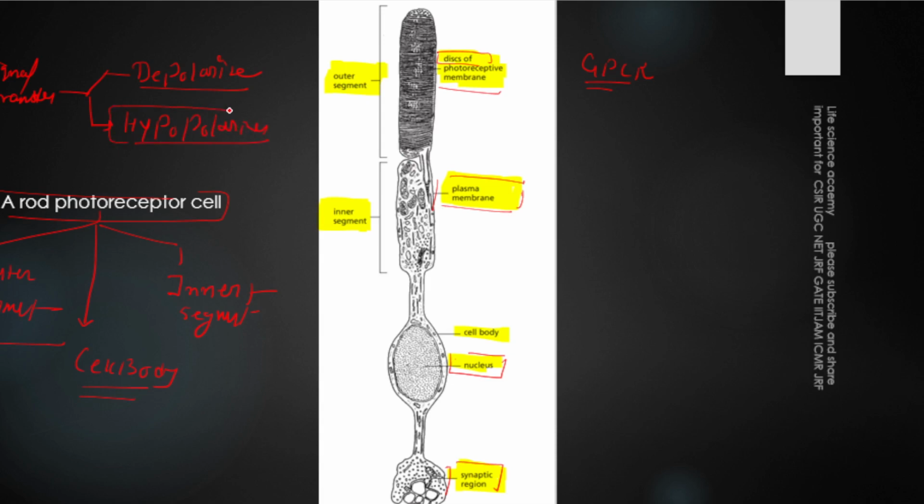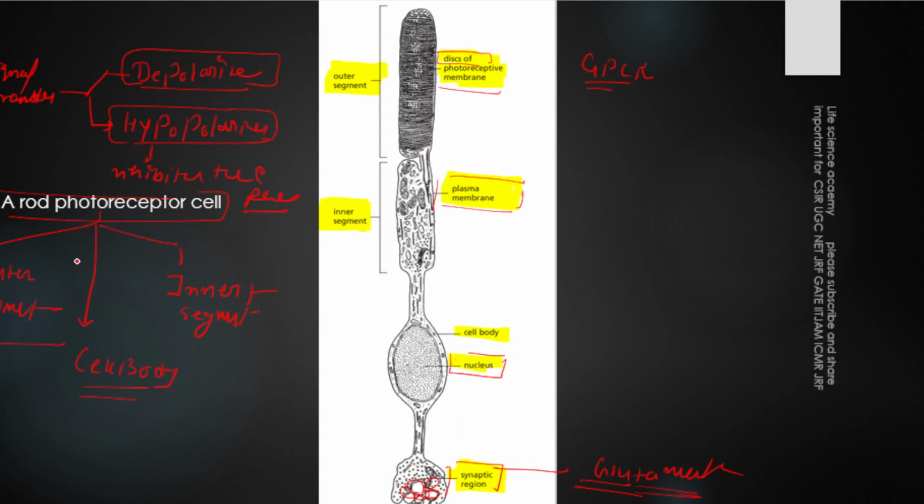So in turn, this results in inhibiting the release of neurotransmitter. Which neurotransmitter is released from the synaptic region? It is glutamate. Glutamate is released as usual, as in normal condition, but in dim light, with hyperpolarization, glutamate is inhibited, that is, not released from the synaptic region.